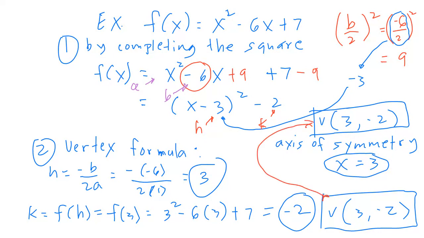Okay, and if you're asked to find the axis of symmetry, that would be x is equal to 3 at this point. Okay, and that's how you do completing the square and using the vertex formula.